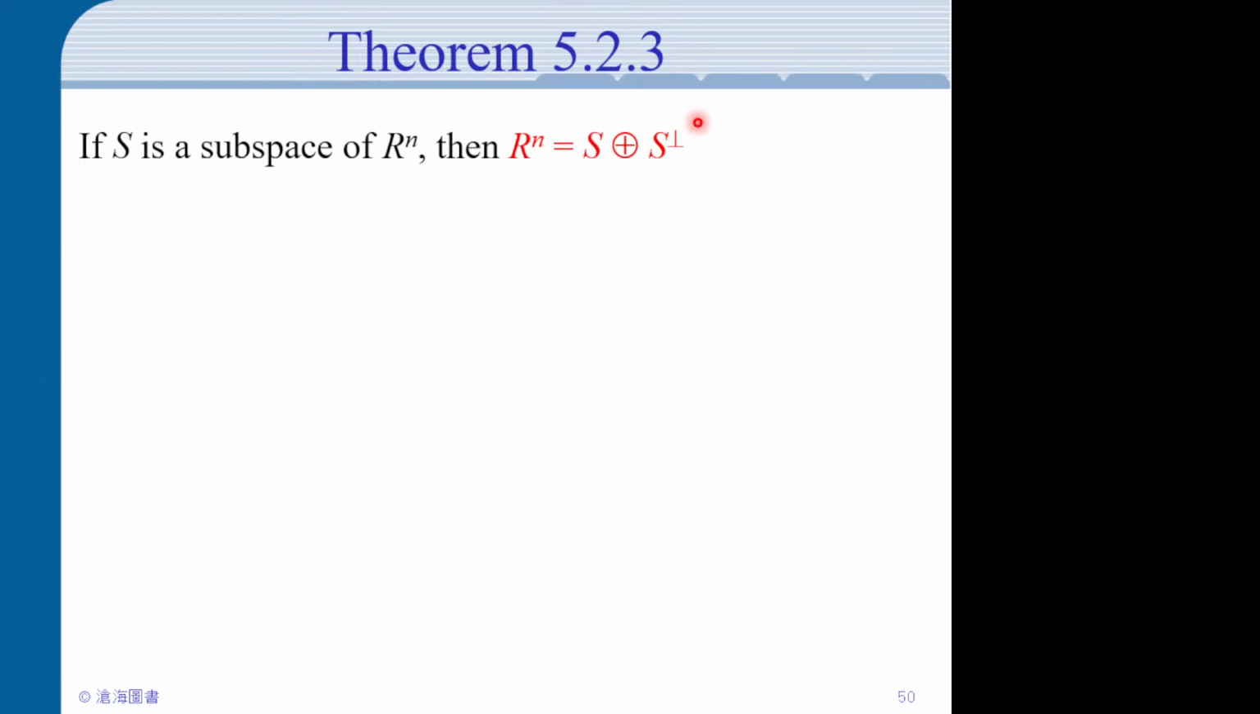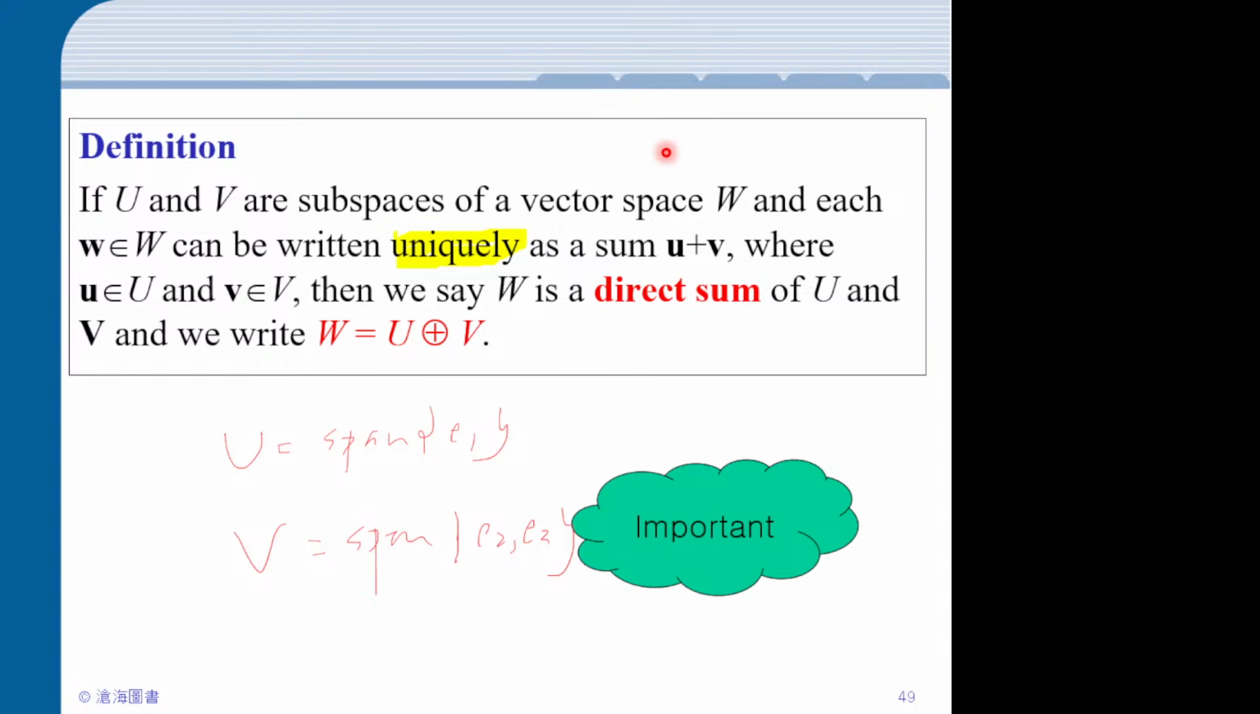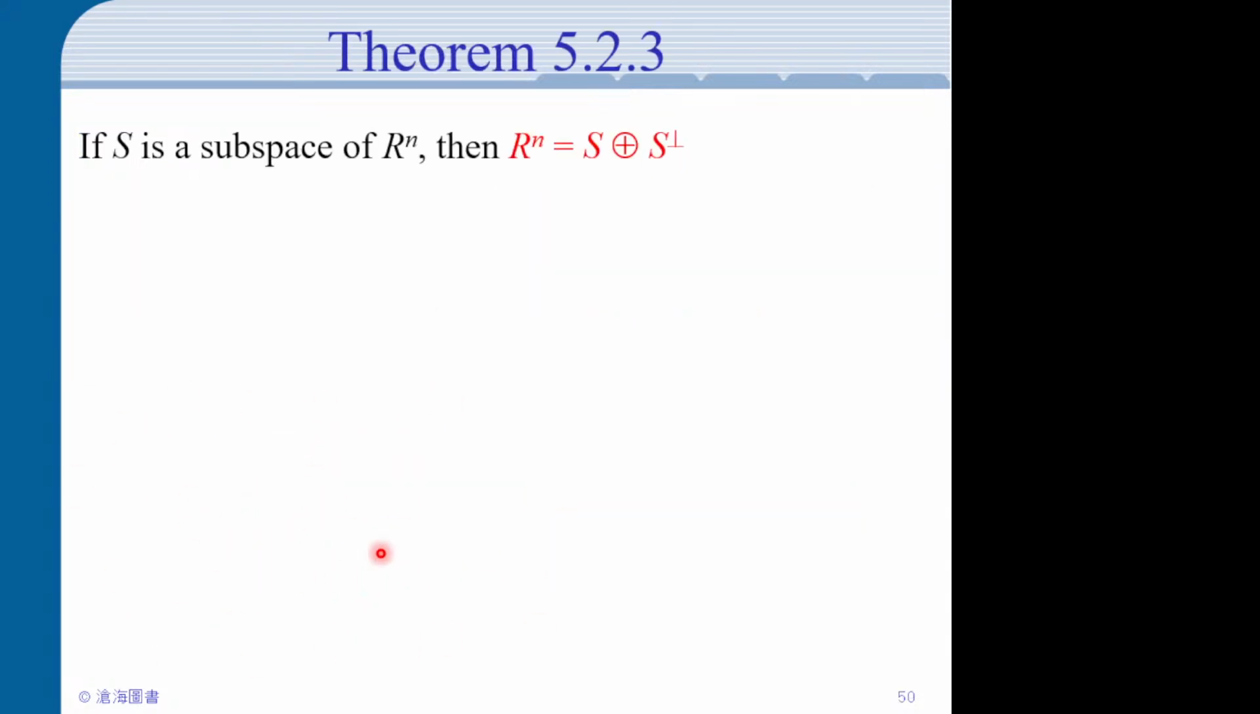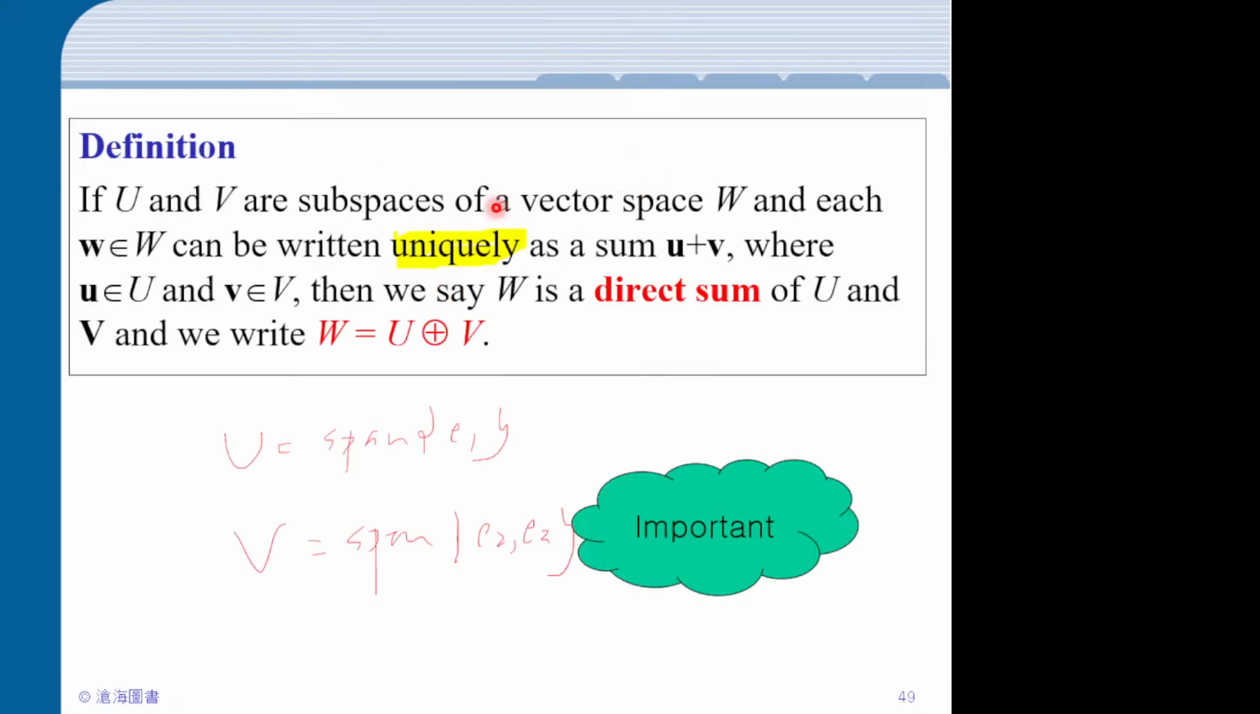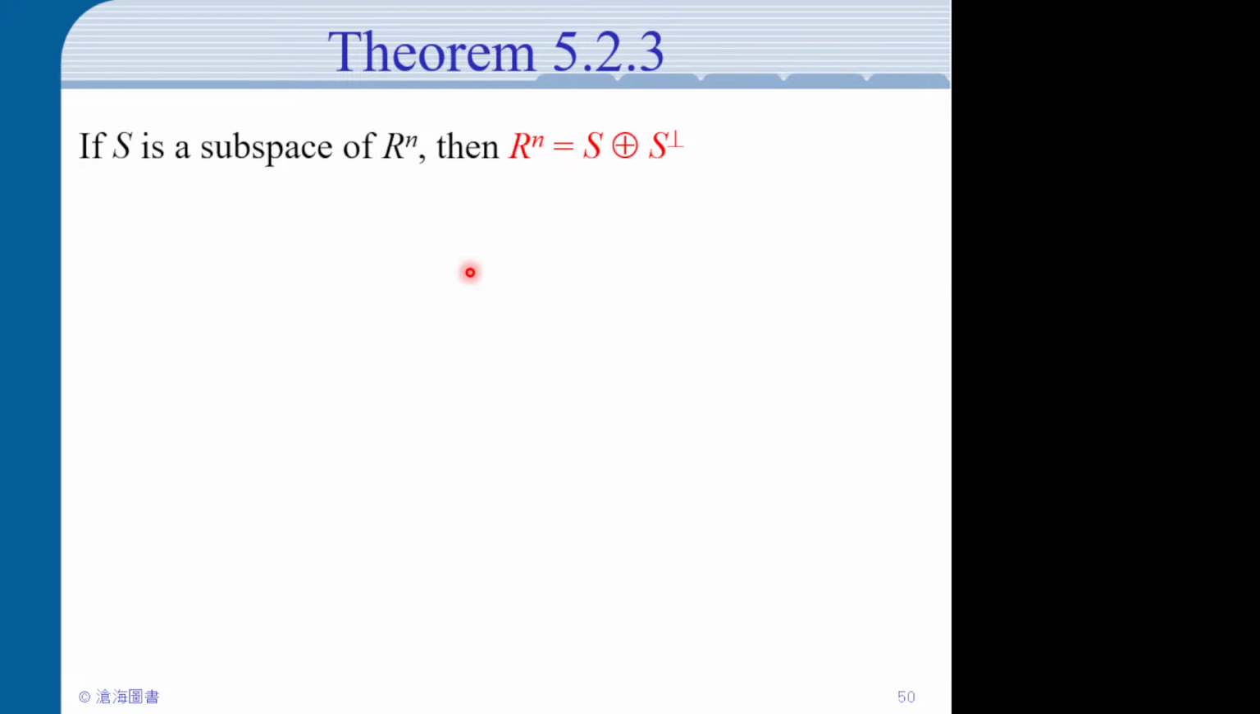So you see, some subspace and its orthogonal complement really describe the whole space nicely, because you can partition Rn into those two spaces that are orthogonal to each other, so they are like two separate parts. And you can think about every vector in Rn as having a component in S and a component in S complement, and it's uniquely expressed. Okay, so that's 5.2.3.